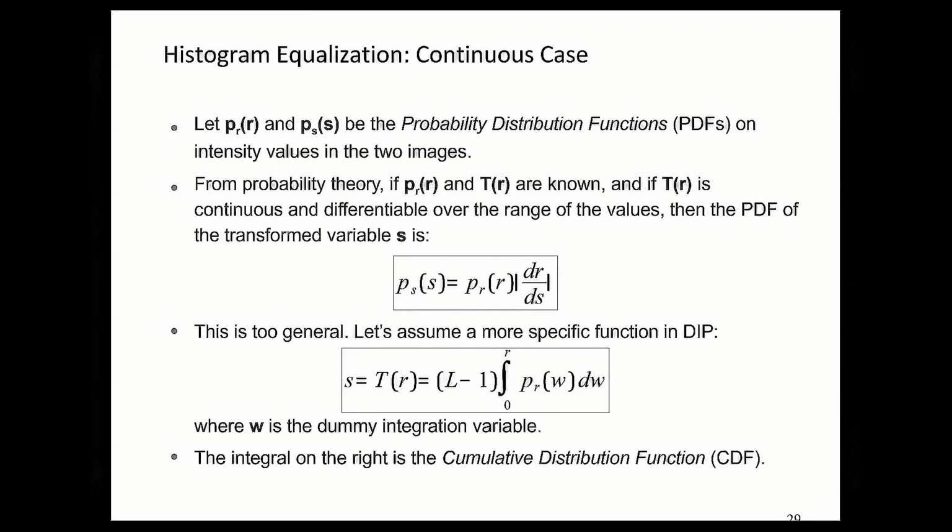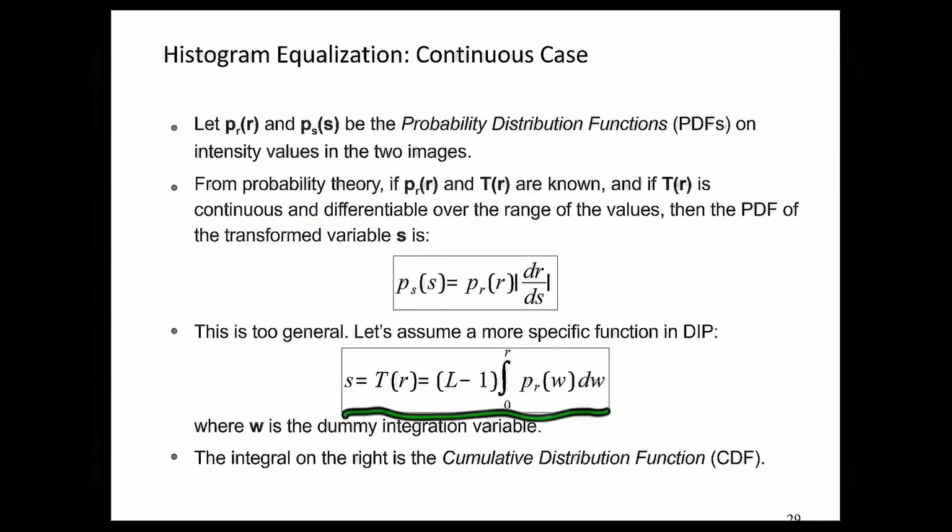So let's take this one. I want the probability of R, or the PDF of R, which is our original image. If I want to change it to another one, the probability of S or PDF of S, I just multiply by the derivative of R with respect to S and take the absolute value. R is the original distribution, and S will be the transformed distribution, which will be uniform. Now the same transformation that we did for the discrete case, in the continuous case, will be like this.